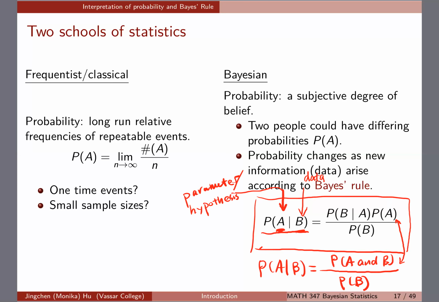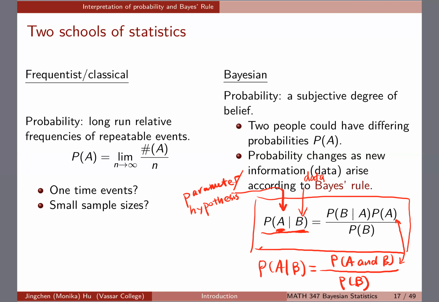So generically we write A given B, but for the Bayes rule, when we're thinking about making inference, we're trying to figure out our belief, which is about A, which is a particular parameter or a particular hypothesis, and we're trying to update our belief by seeing more data.